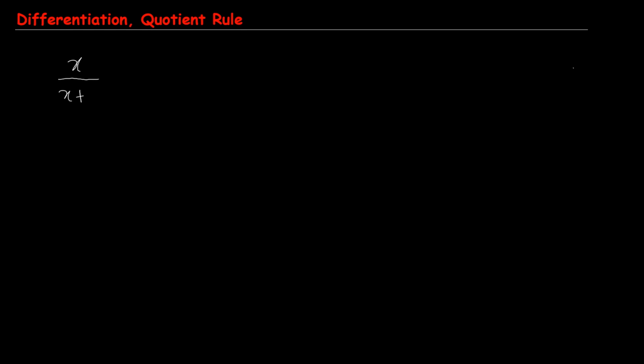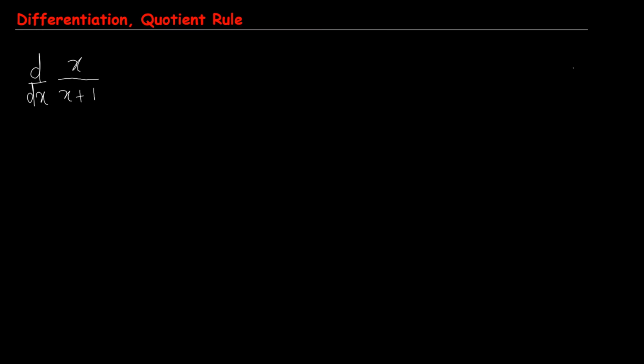x divided by x plus 1. If it is written there, two expressions with a division sign, x divided by x plus 1, then how do we differentiate d/dx of this expression? Like the product rule, we need to apply one formula.